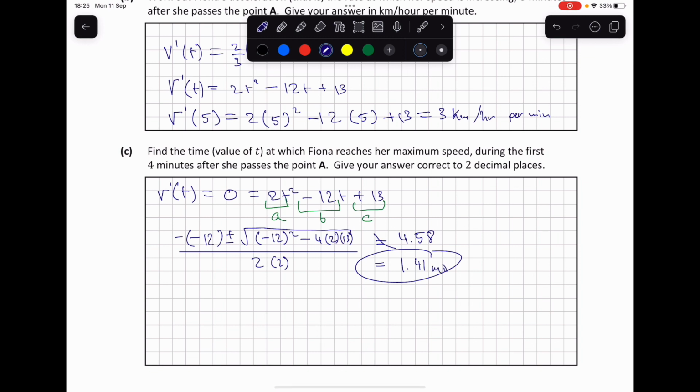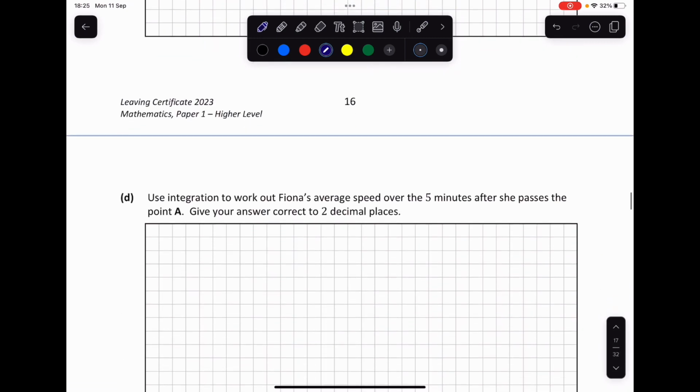So just throw in your units there. And other than that, you should be good. Make sure you round to 2 decimal places. Looking at my calculator, I rounded wrong. It should be 1.42. Now moving on to part D.